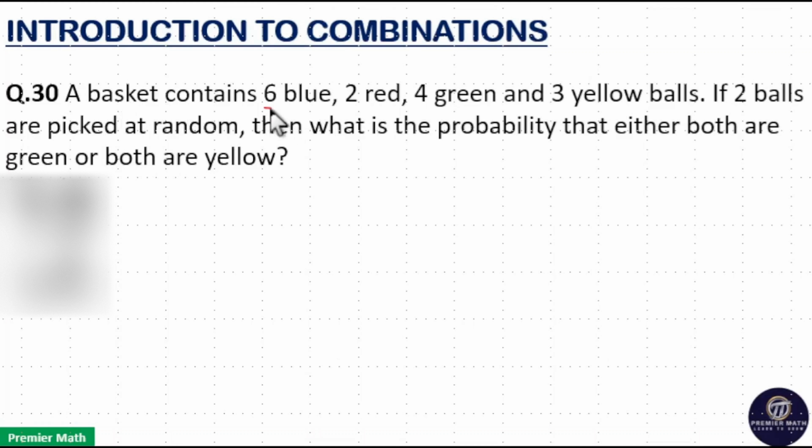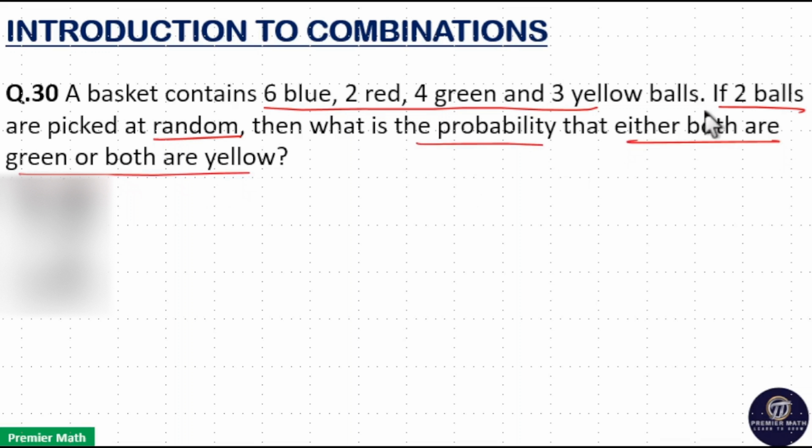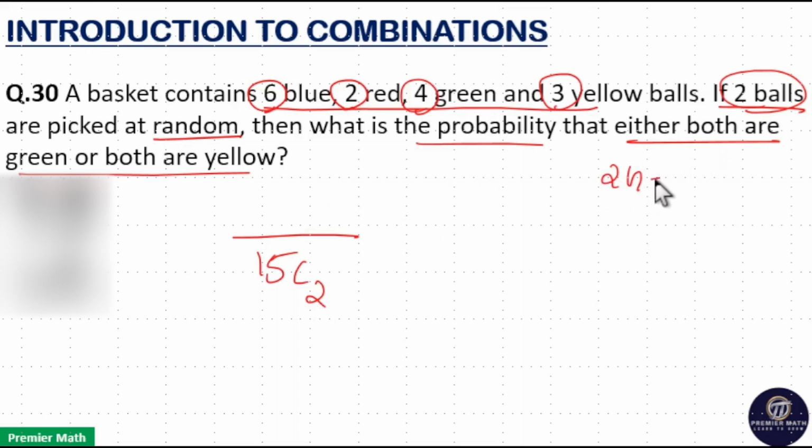A basket contains 6 blue, 2 red, 4 green and 3 yellow balls. If 2 balls are picked at random, then what is the probability that either both are green or both are yellow? So here total number of balls is 6 plus 2, 8, 8 plus 4, 12, 12 plus 3, 15. Out of these 15, we should select 2 balls. That can be done in 15C2 ways. Total outcome is 15C2.